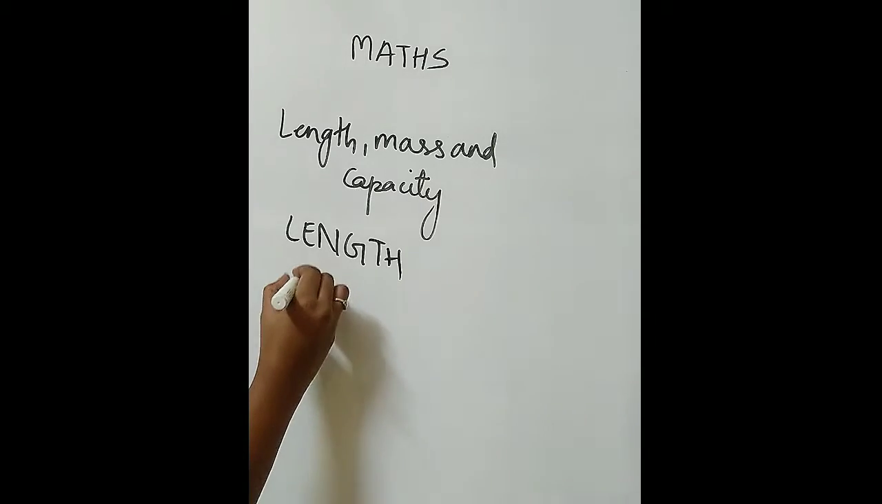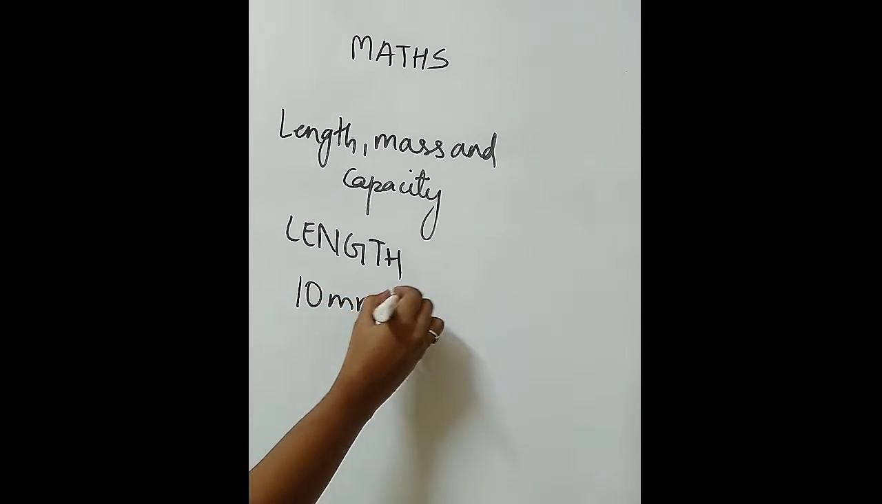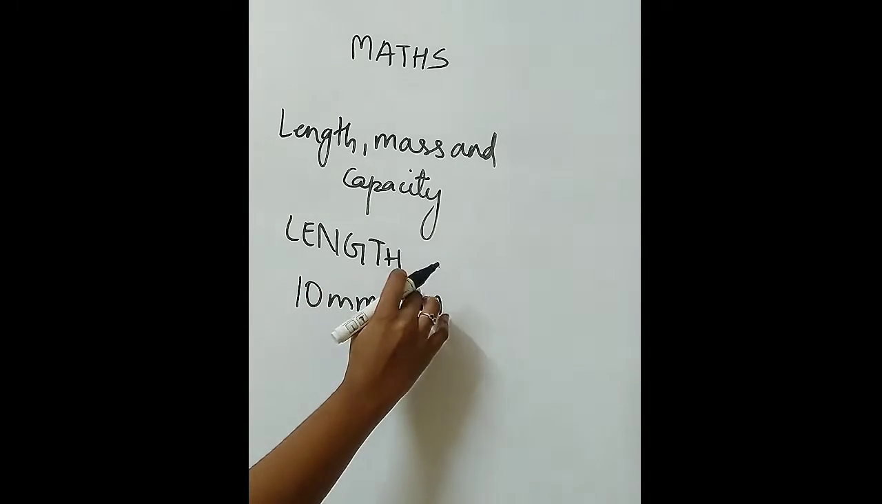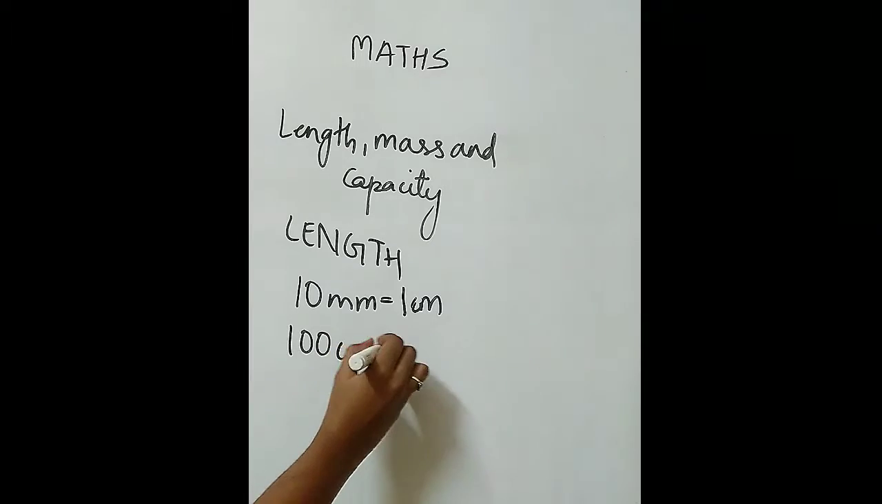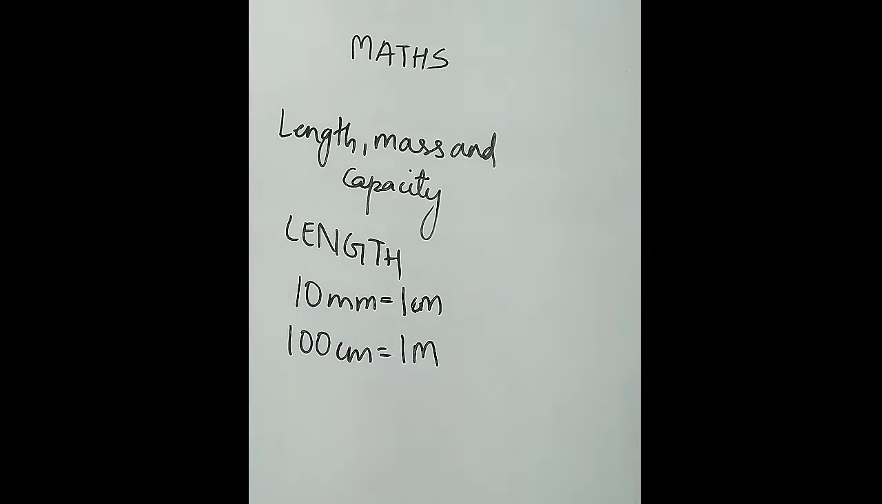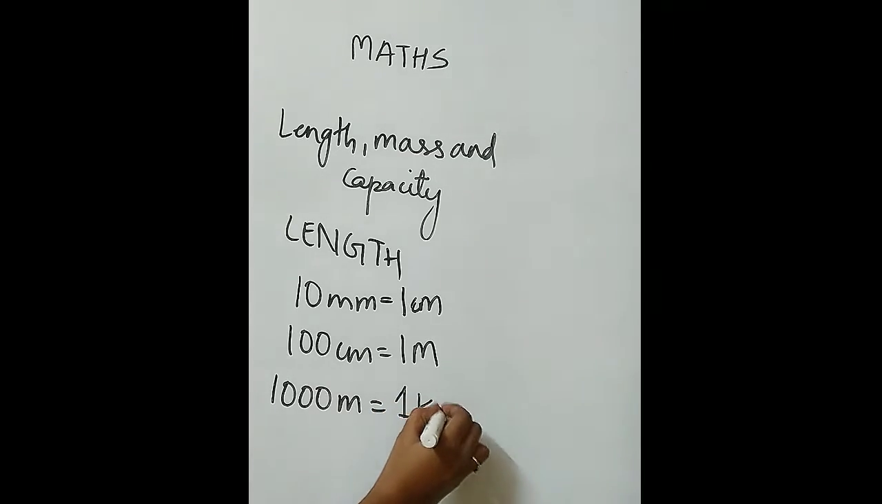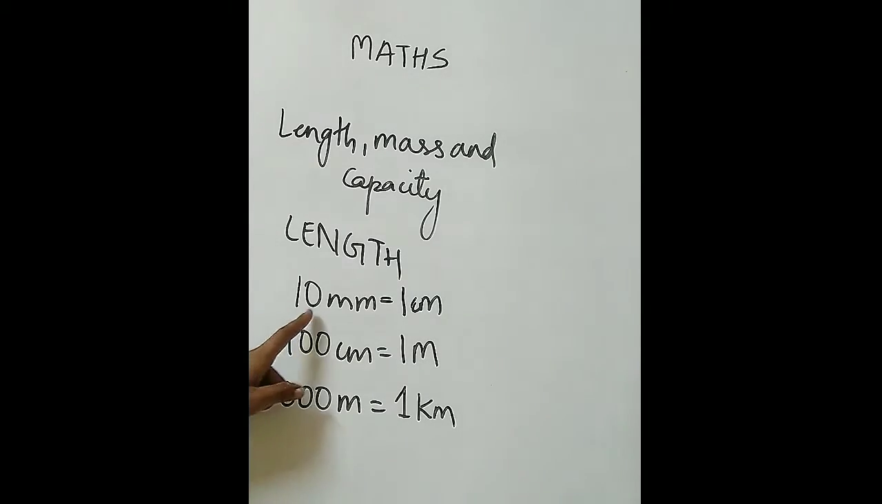What are the measurements? First we'll start: 10 millimeter is equal to 1 centimeter. You may be seeing this 10 millimeter on your scale, students. Now 100 centimeter is equal to 1 meter. Then 1000 meter is equal to 1 kilometer. This is all about length, students. There are only 3 units. Now this is the length, students.